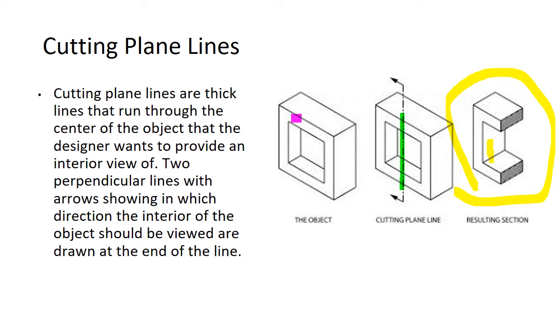Here's another view of a cutting plane line. Cutting plane lines are thick lines that run through the center of an object that a designer wants to provide an interior view of. Two perpendicular lines with arrows showing in which direction the interior of the object should be viewed are drawn at the end of the line. So it's just a line with two perpendicular arrows at the end, and that shows you the direction you should be looking at it from.